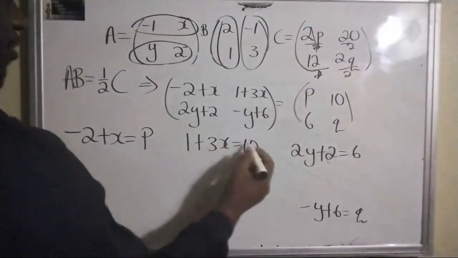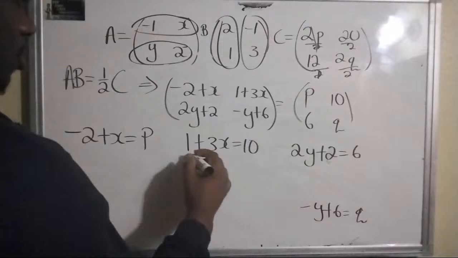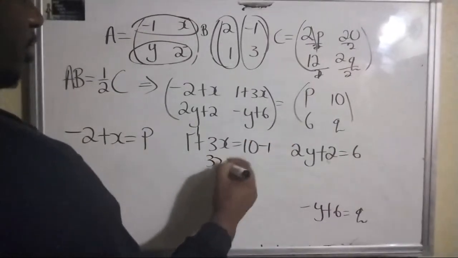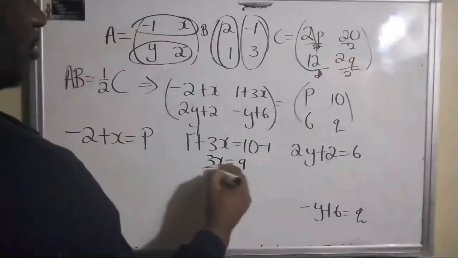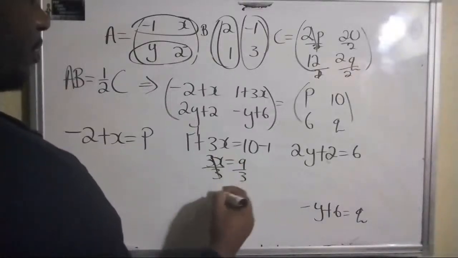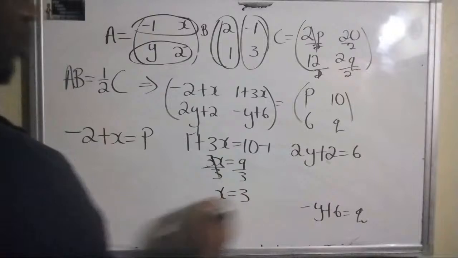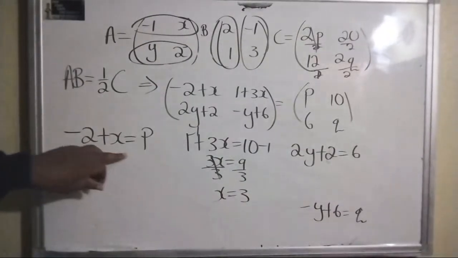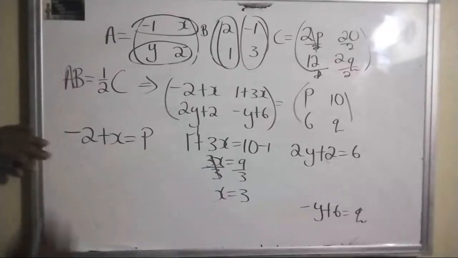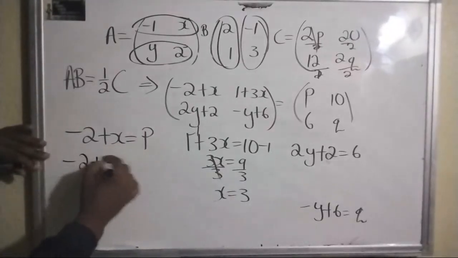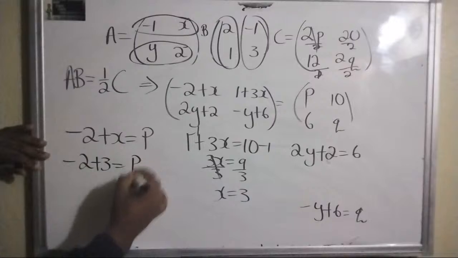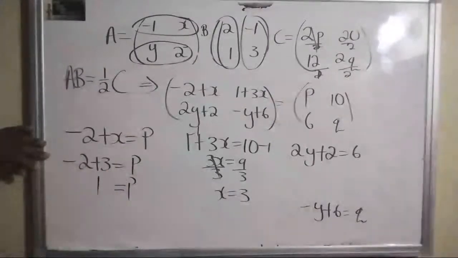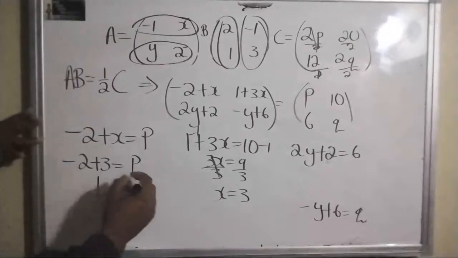Alright, so we're going to come to now 1 plus 3x. We subtract 1 from both sides. So 3x is equal to 9, and we divide by 3. So therefore, x is equal to 3. Now we know the value of x to be 3, so we can put it right here. So it would be negative 2 plus 3 is equal to p. So therefore, the signs are different. So this becomes 1. So the value of p is 1.